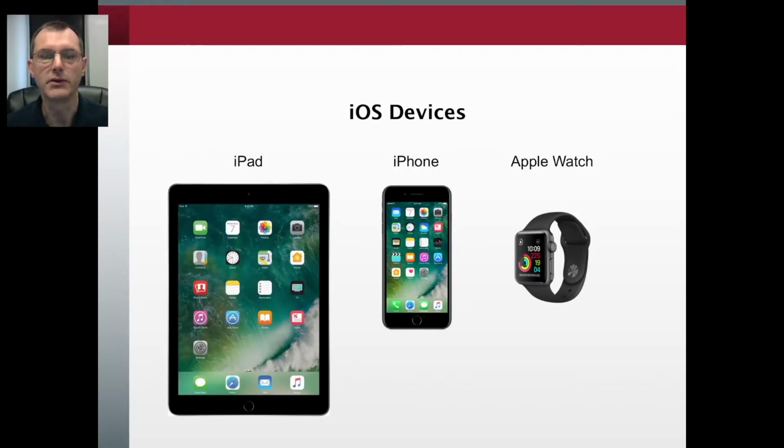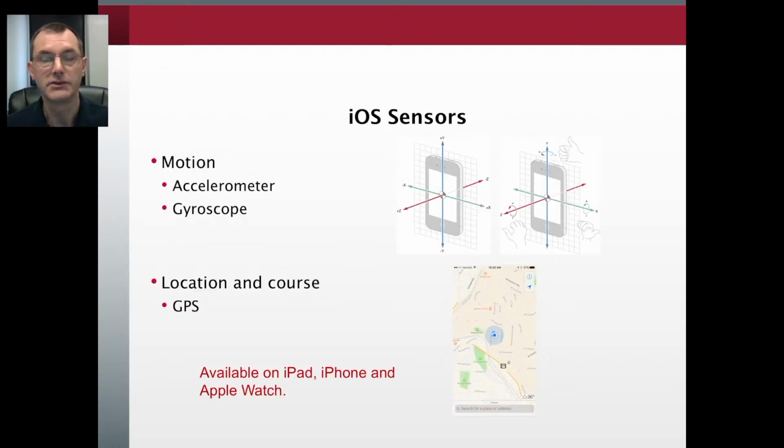As you may know, there are three main devices that use iOS: the iPad, the iPhone, and the Apple Watch. All three devices have several sensors on board from which we can collect information and do analysis of behavior. The sensors that are common to all three devices measure motion and location.